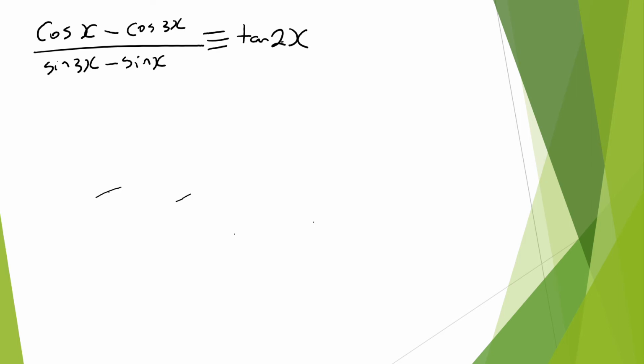When you're proving identities or anything to do with identities, it's very important to have your formula sheet in front of you, because that will help you figure out which formula you're going to use. So looking at the identities, you have to convert from sums to products. The difference between two cosines is equal to sine and sine.